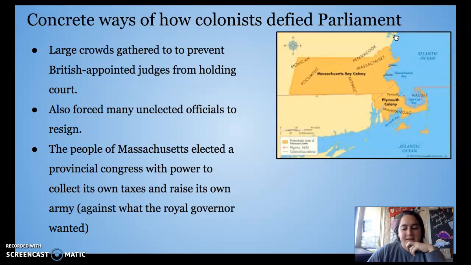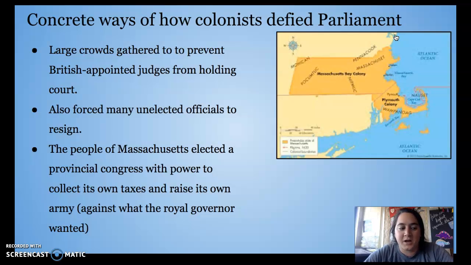Okay, so I believe that this is our second to last slide. It says, these are some concrete ways of how colonists defied Parliament. When it says defied, we basically just mean, how did they go against? What were some actual ways that they were saying, we're going against your beliefs, your laws? Okay, first bullet point, it says large groups gathered to prevent British appointed judges from holding court.